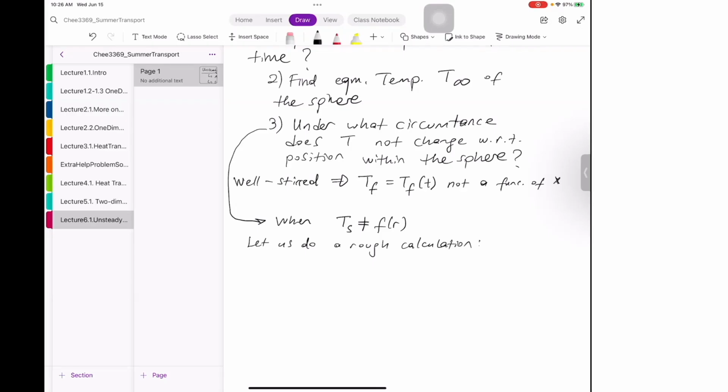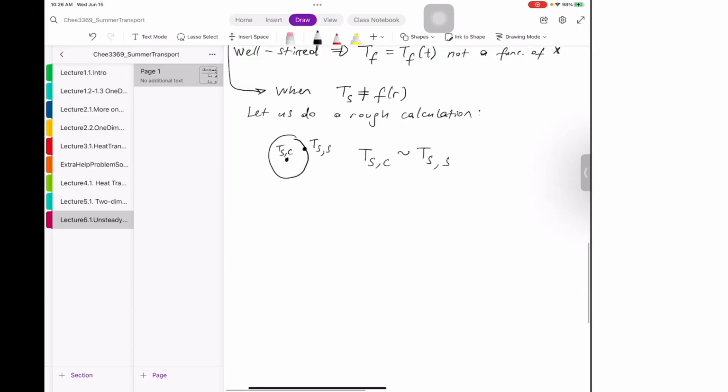Okay. And imagine you have the sphere, the surface of the sphere, imagine that it's at Ts,S, and the center of the sphere, imagine that it's at Ts,C. And we want to actually understand when Ts,C is approximately equal to Ts,S. Okay.